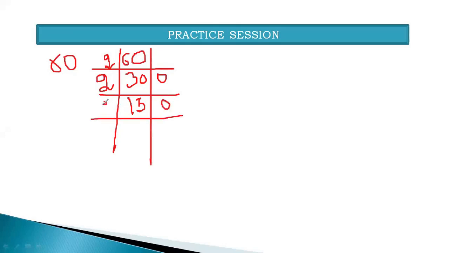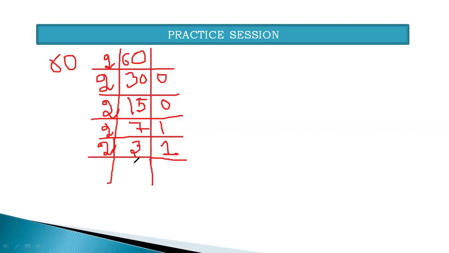Then next time, 2 7s are 14 and the remainder will be 1. One more time, 2 3s are 6 and the remainder is 1. Still the division will be continued. 2 1s are 2 and the remainder is 1. And 2 0 times and the remainder is 1.